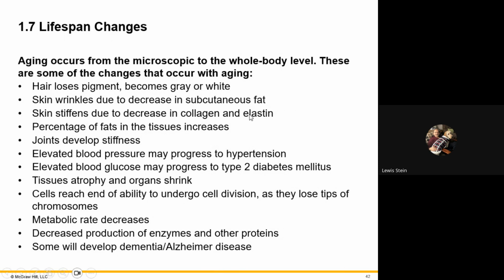And it's not like the fat disappears. The fat goes in other areas. So your percentage of fat increases because things that are not being used, whether it's muscle that's no longer being used, eventually change to fat.